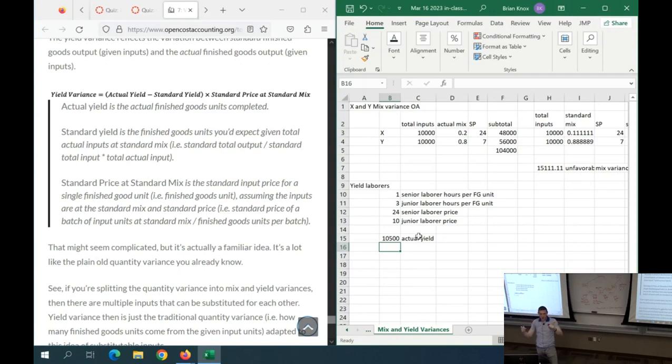Okay, so we flipped it around. Actual yield here is the quantity of finished goods we're yielding. We're given a set number of inputs, so we've yielded more or less. So actual yield minus standard yield, we actually want the number to be higher, more finished goods for the number of inputs we put into it.